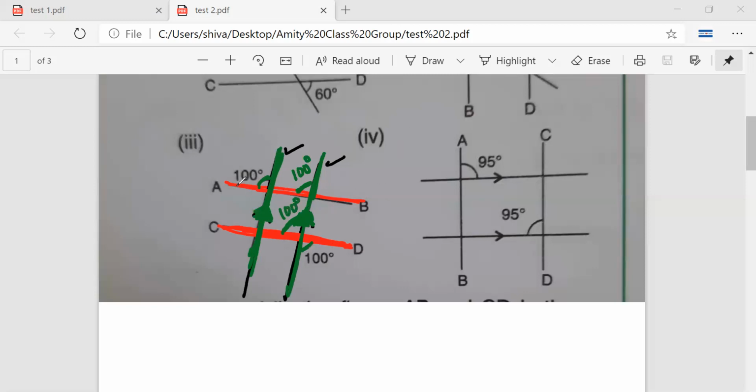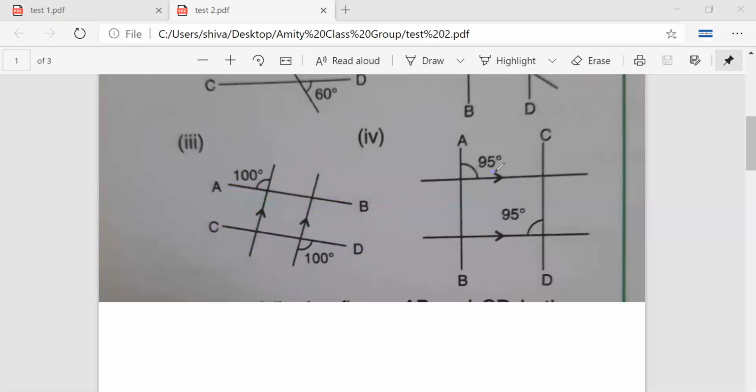So, Mr. Satya, what do you think? Now, is AB parallel to CD? Yes, sir, it is parallel. This is parallel to this because if this is a transversal, this angle and this angle both are equal. Because both of these angles are equal, 100 degree, therefore this line is also parallel to this line. Mr. Sarthak, have you understood? Yes, sir. Okay.